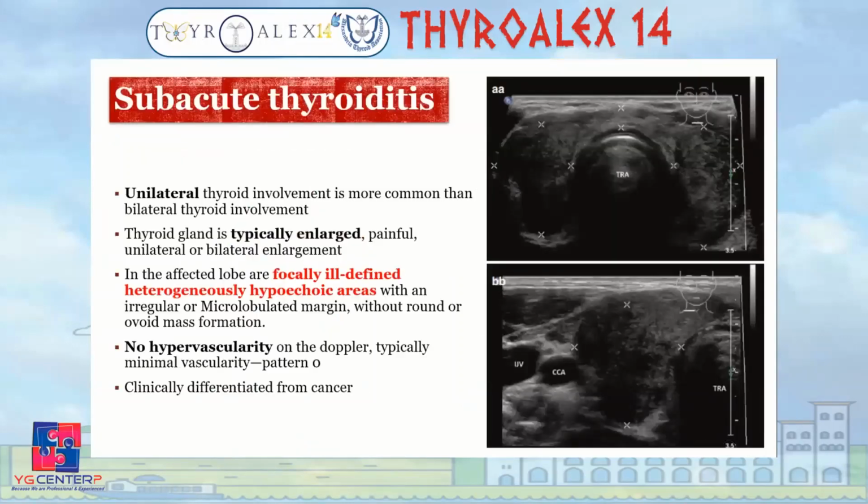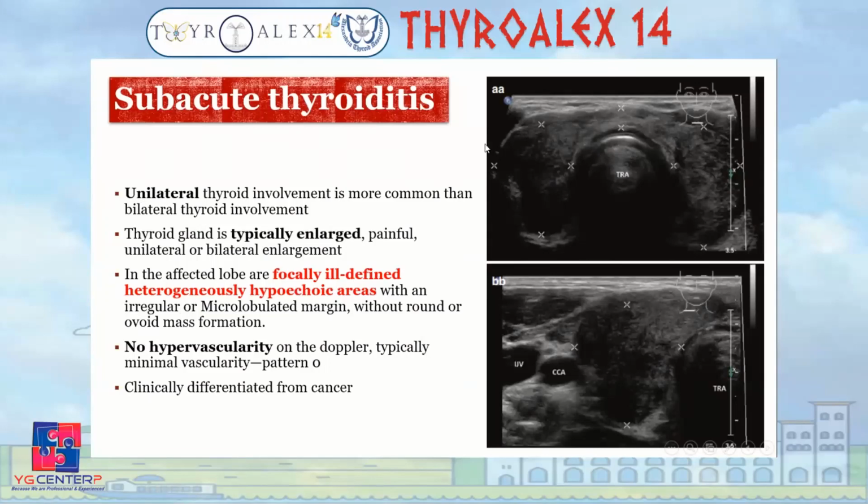Subacute thyroiditis is another important entity. In most cases it is unilateral, in some cases bilateral. The thyroid gland is typically enlarged and painful. The most characteristic sign is focally ill-defined, heterogeneously hypoechoic areas with regular or microlobulated margins, as shown here.